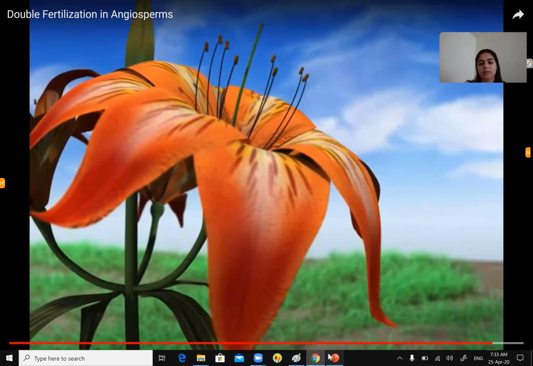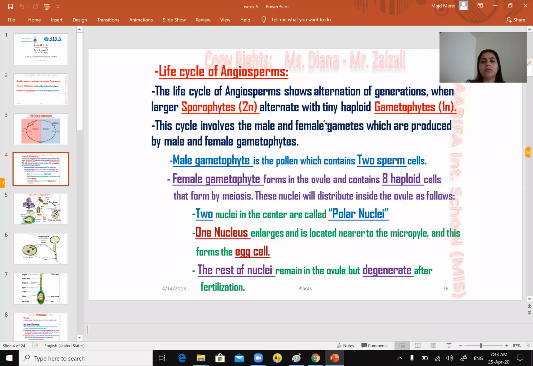Okay. So now let's refer to our own handout. The life cycle of angiosperms. The life cycle of angiosperms shows alternation of generations. This is the life cycle of plants in general, where the larger sporophyte, the 2N diploid cells, alternate with the haploid cells, the gametophyte. This cycle involves both male and female gametes, which are produced by the male and female gametophyte.